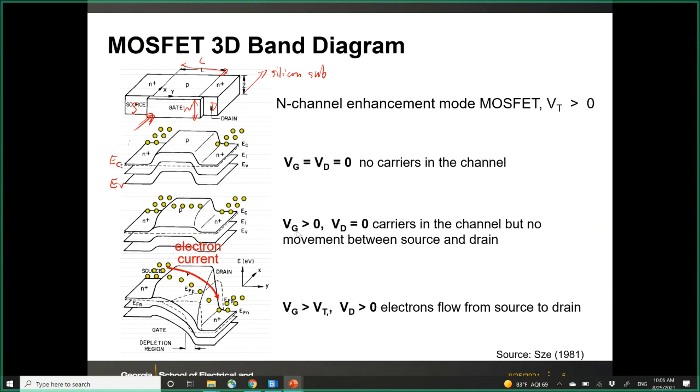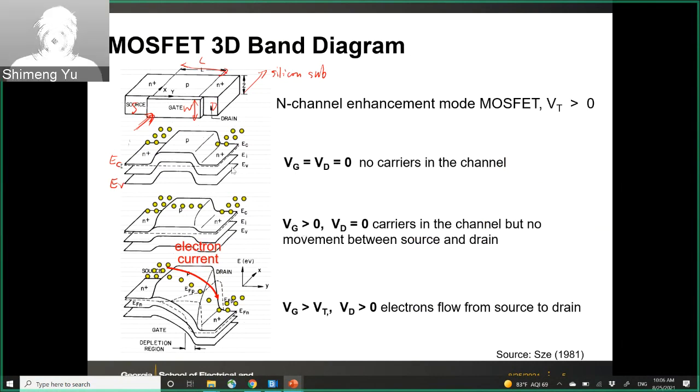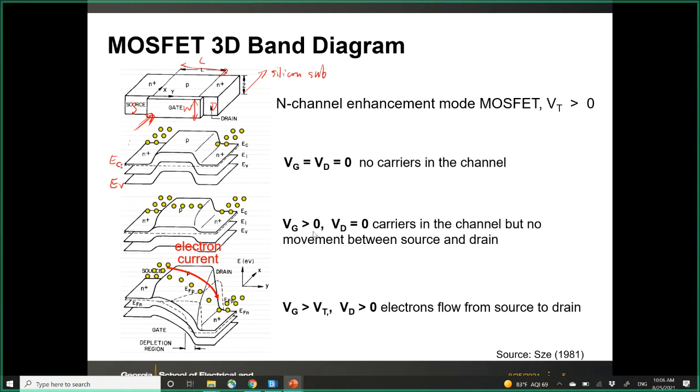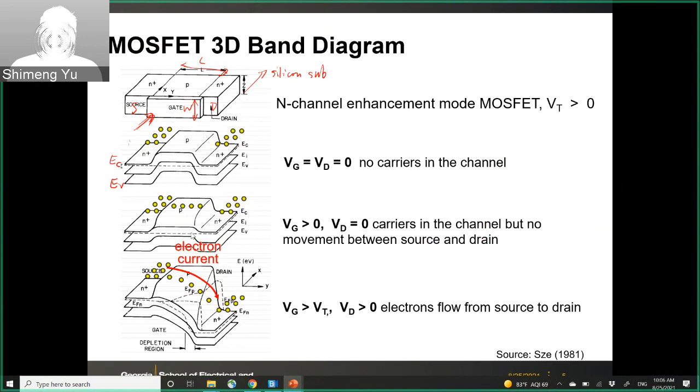And then what will happen is that when you apply a gate voltage larger than 0, in the energy band diagram there is a principle: the positive voltage will bend down the band, because the band is related to the electron's energy, and the electron is negatively charged. The positive voltage will push down the energy of electrons. So in this case, because the gate voltage is applied, the band will be bent towards the surface of the channel.